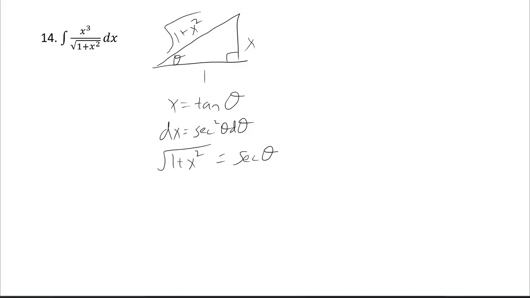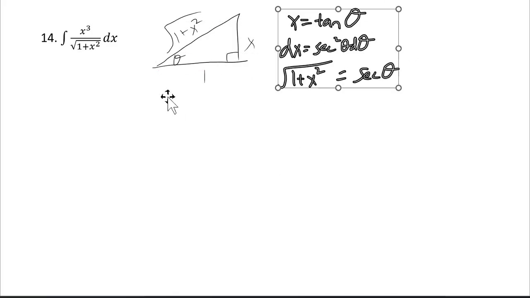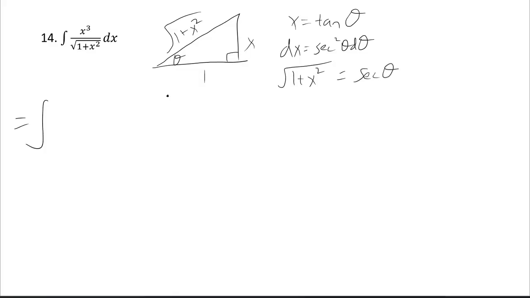All right, so let me shift this over to the side. Put it over here so that I have space to write my integral. So what's x cubed? x cubed will be tangent cubed. dx is secant squared theta d theta. And the bottom is secant theta. Right, so let's start simplifying. Well, we can divide through by the secant. So instead of secant squared on top, we'll just have 1 power secant.